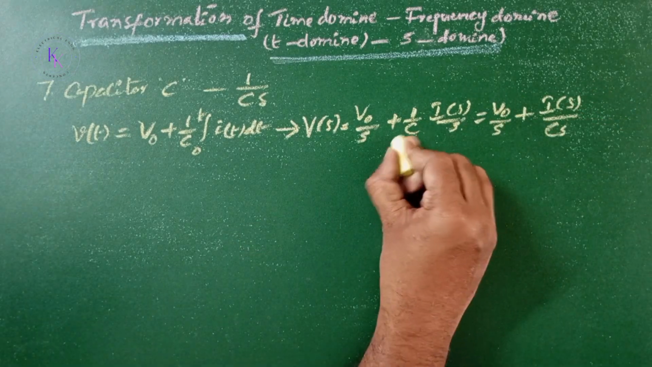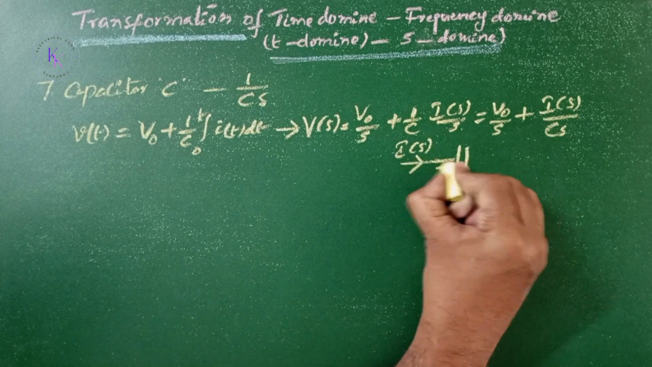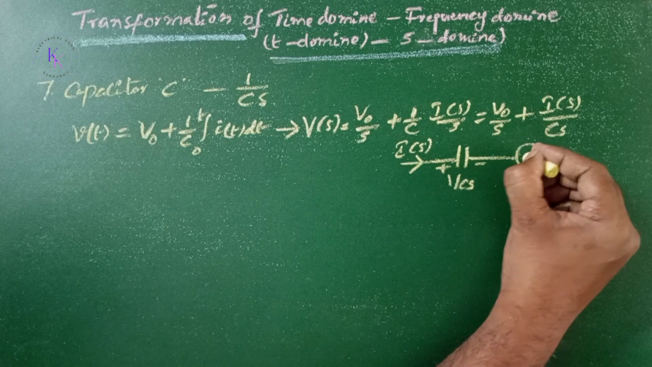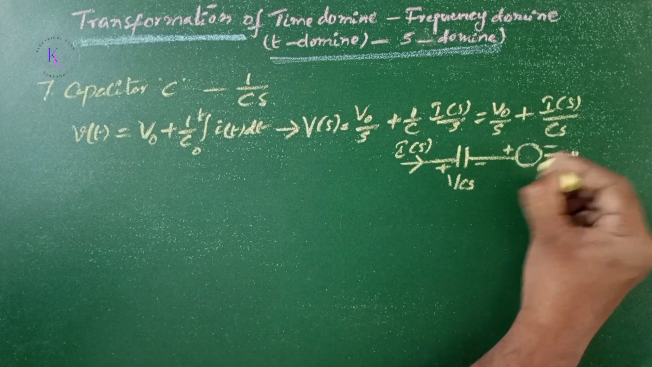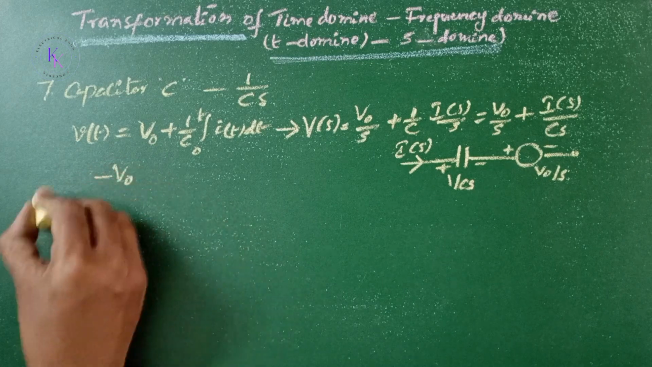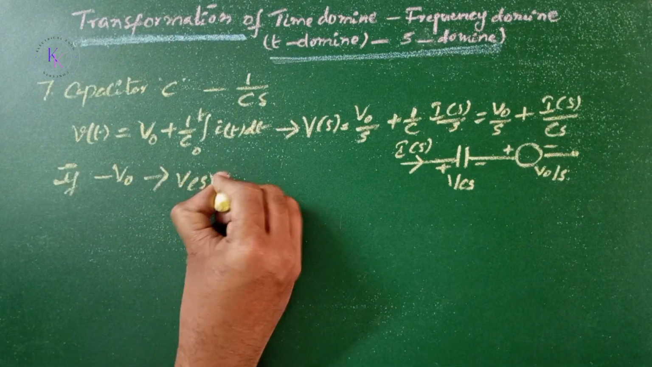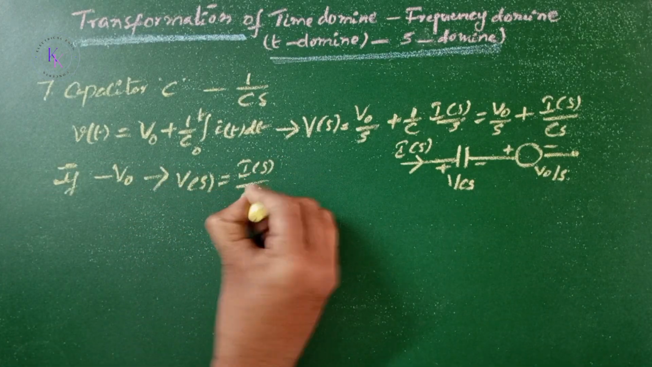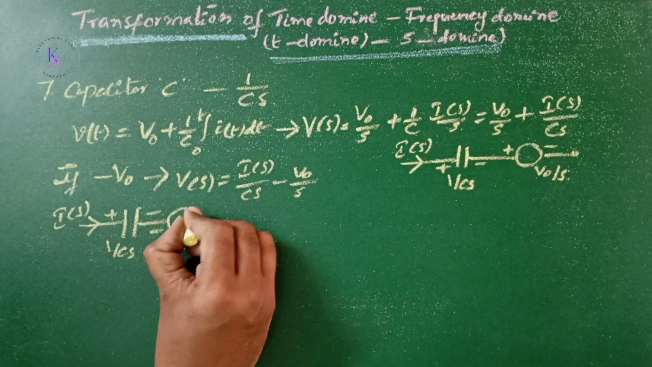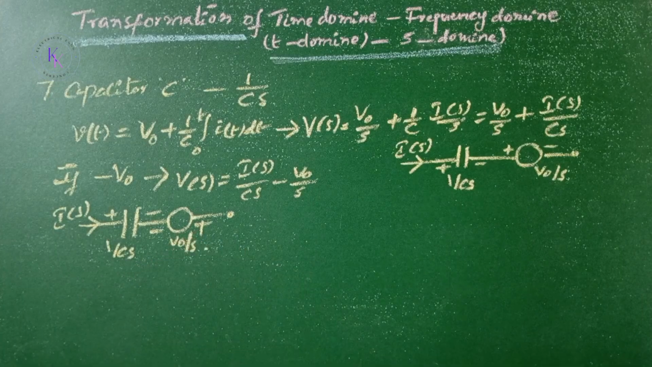Now this we can represent with I of s going to the capacitor, plus or minus. This is 1 by Cs, and the initial voltage, plus and minus, is given by V naught by s. If the initial voltage is minus V naught, then V of s equals I of s by Cs minus V naught by s, that is 1 by Cs, minus plus V naught by s.